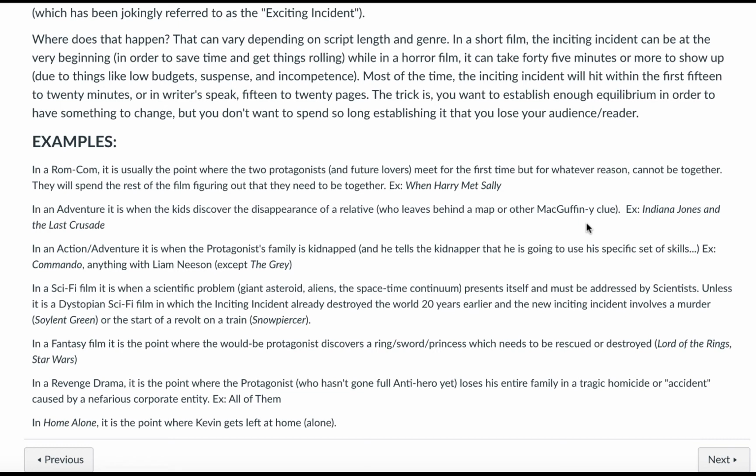In a fantasy film, it's where the would-be protagonist discovers a ring or a sword or a princess who needs to be either rescued or destroyed. I'm lumping all these together. Lord of the Rings, Star Wars, they all follow this kind of formula where you have to find something or realize that something is important, and then, oh my God, things will never be the same, and you have to go on this adventure. In a revenge drama, it's the point where the protagonist loses his family and then has to change irreparably to the point where he's going to be a revenge hero or an anti-hero. But you have to establish that the family is alive before you kill them.